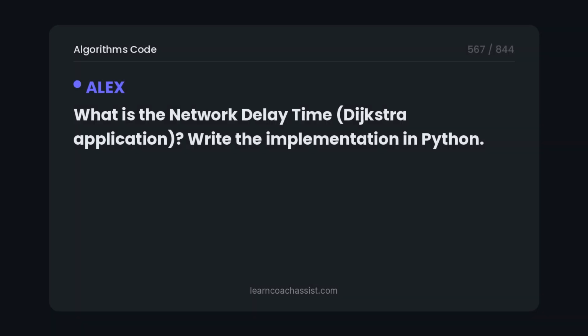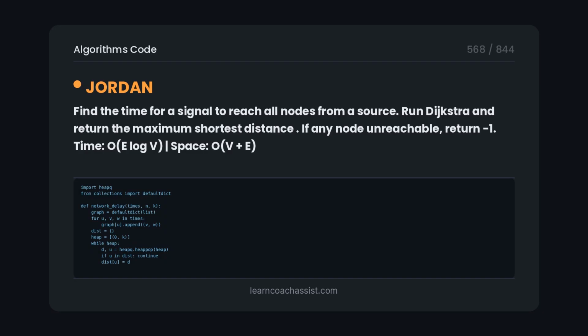What is the network delay time, Dijkstra application? Write the implementation in Python. Find the time for a signal to reach all nodes from a source. Run Dijkstra and return the maximum shortest distance. If any node is unreachable, return -1. Time O(E log V), space O(V + E).